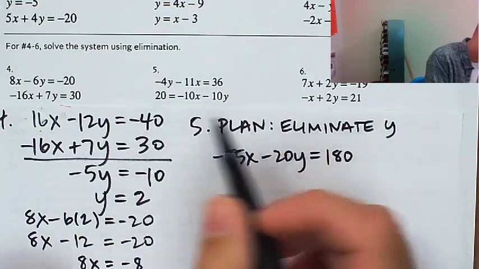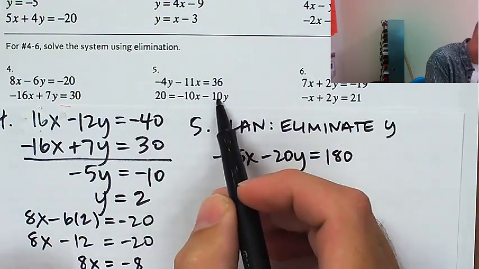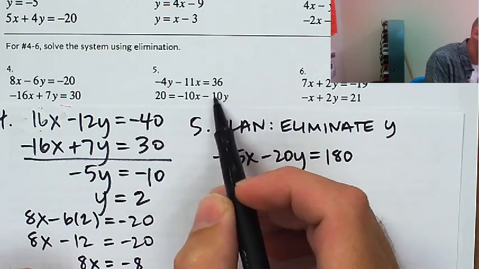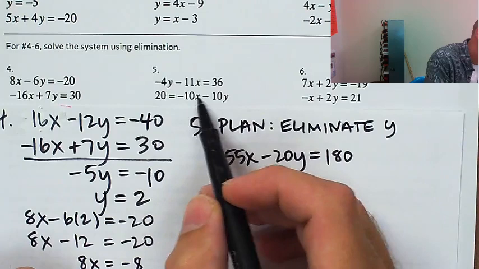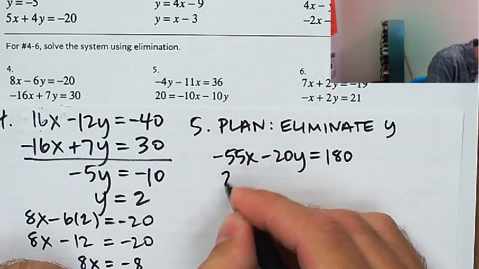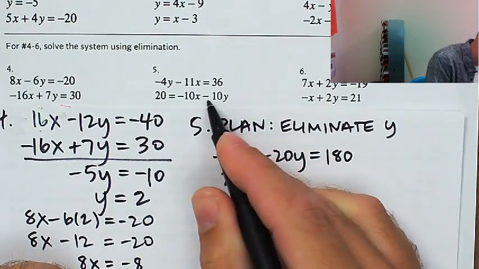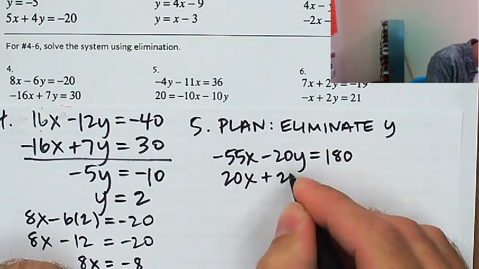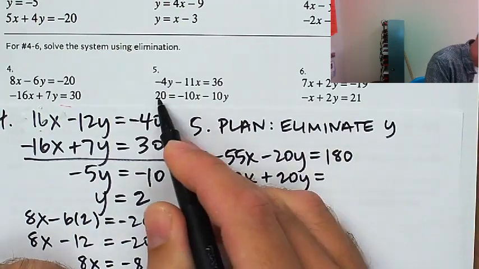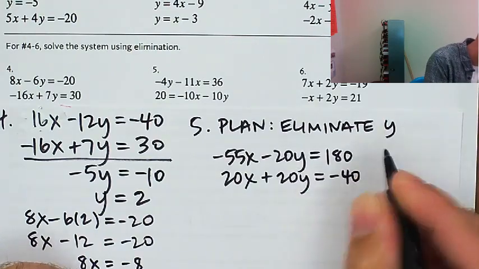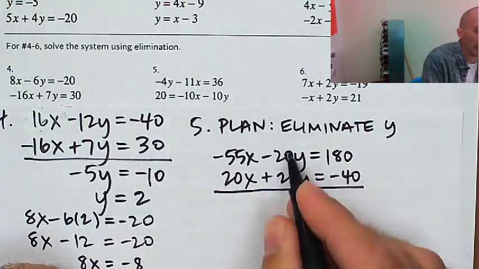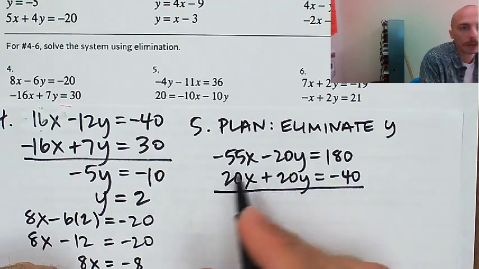And then, okay, this one I'm going to need to multiply everything by negative 2, so I get positive 20y. So if I multiply negative 10x by negative 2, I will get positive 20x. I'll get positive 20y. And then I got to multiply this by negative 2, and that will be negative 40. Okay. Now I'm ready to add these together to do elimination.